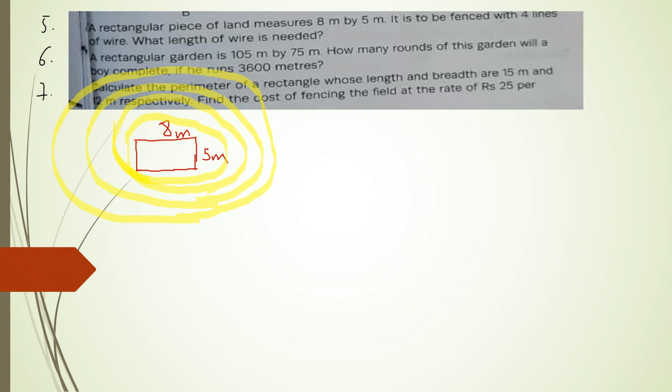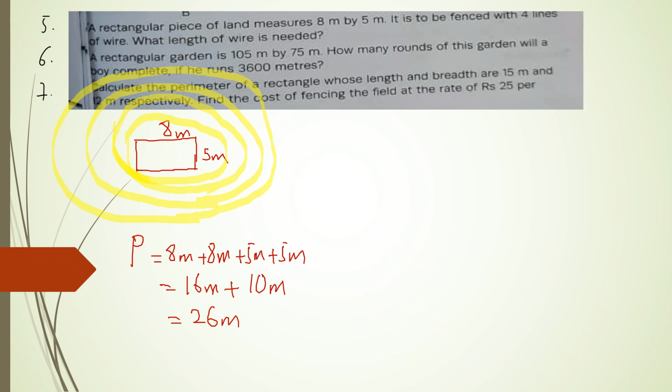So what you will do is you have to fence it around the land, right? So that means you are basically being asked to find the perimeter. So when you find the perimeter, perimeter is equal to 8 meter plus 8 meter plus 5 meter plus 5 meter. 8 plus 8 is 16 meter. 5 plus 5 is 10 meter, which will give you 26 meters, right?